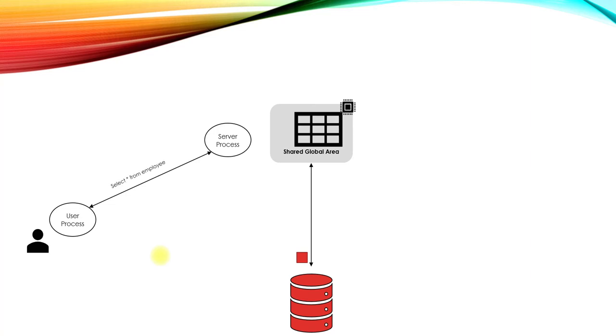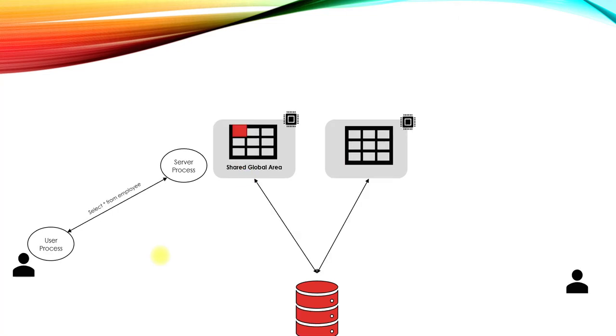Let's say the user fires a query, select star from employee. What happens is that the block is pulled from the database into the database buffer cache in the shared global area.